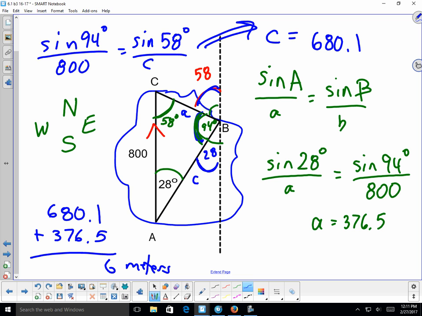Don't you have to add the 800 here? I don't think so, it doesn't say that they swam back, but if they did, then you'd add on the 800.